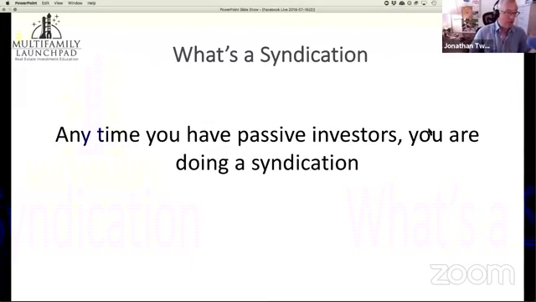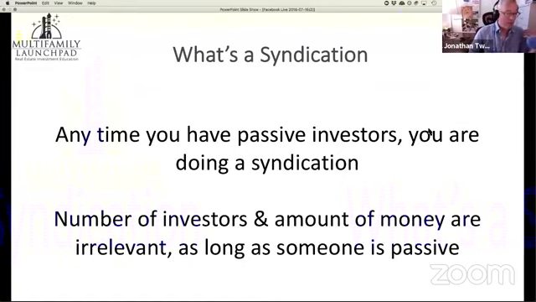Anytime you have passive investors in your deal, you're doing a syndication. And passive means that they don't have any right to control the deal. They're just hanging back and letting you do the work, right? They might have major decision rights, like if you sell something really major or refinance, but day to day, they have no control over what's going on in the deal. That makes them passive. That means you have a syndication. The number of investors you have and the amount of money involved are not relevant as long as someone is passive. You can have a syndication with one investor, and I actually have one of those. I have a single investor syndication for one of my deals.